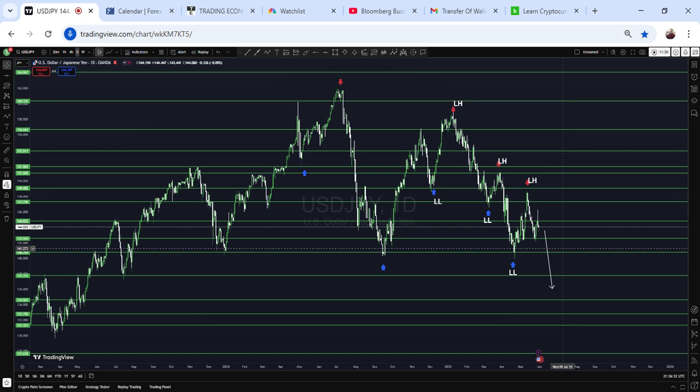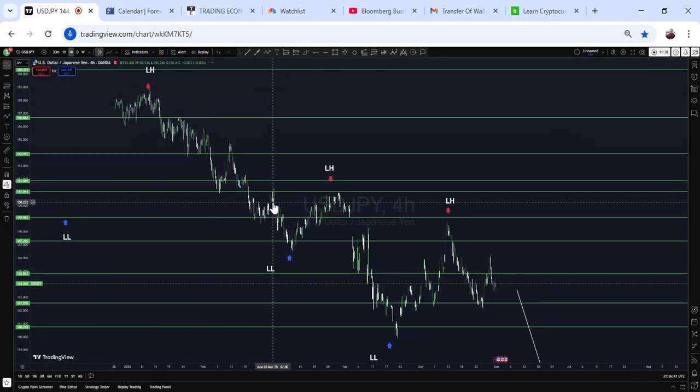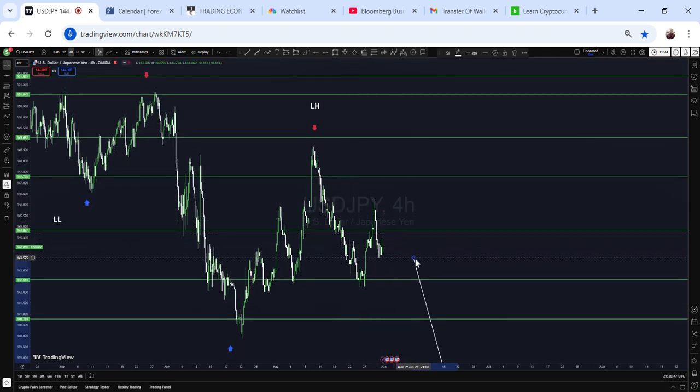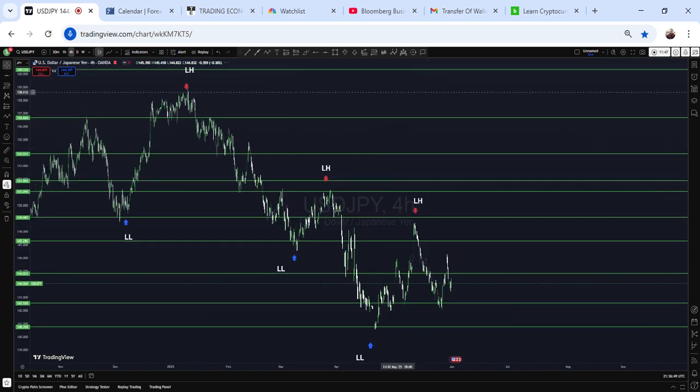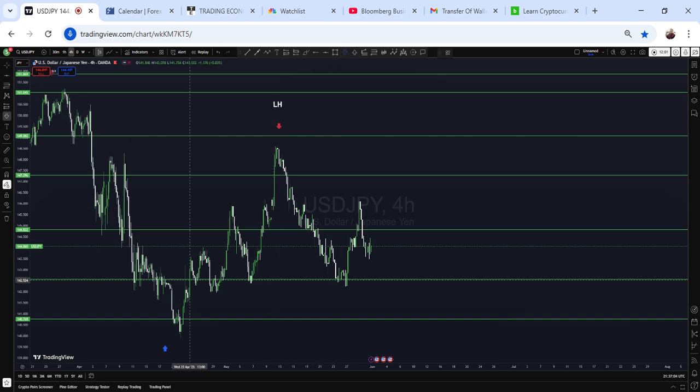But when it comes to the 4 hour time frame, let's go to the 4 hour time frame. We identify the trend there as well. This is the 4 hour time frame. Let's see what is happening on the 4 hour time frame. On the 4 hour time frame, we are having a bullish momentum. You understand? We're having a bullish momentum. This is a higher high, this is a higher low, and there is another higher low.